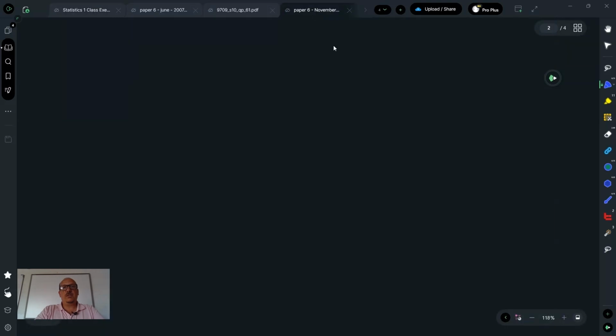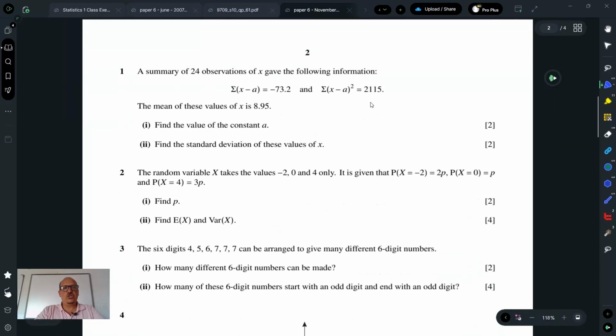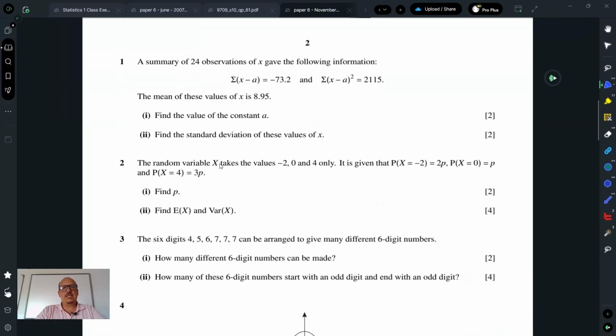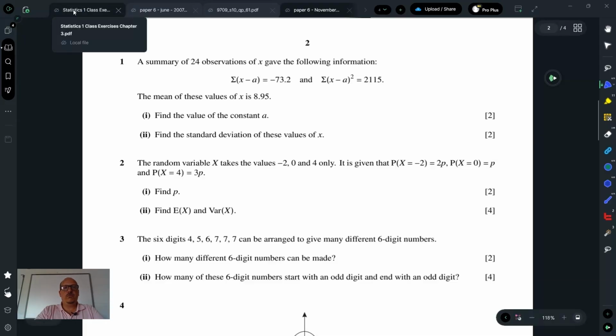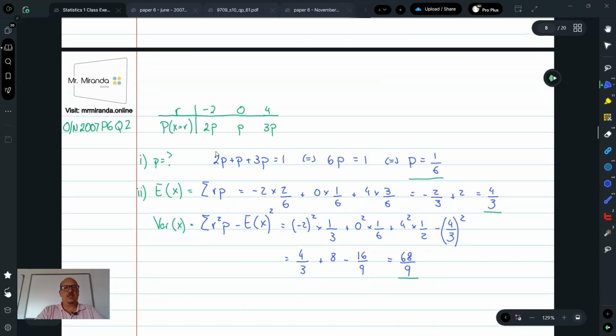Next one, I think it's even simpler. It's paper 6 from November 2007. It's question 2. The random variable x takes the values -2, 0, and 4 only. It is given that the probability that x equals -2 is 2p, that x equals 0 is p, and that x equals 4 is 3p. Then find p. Well, we basically already have done this on this question. This is the table, right? So you know that if you add all of this together, this has to be equal to 1. So p equals 1 over 6.